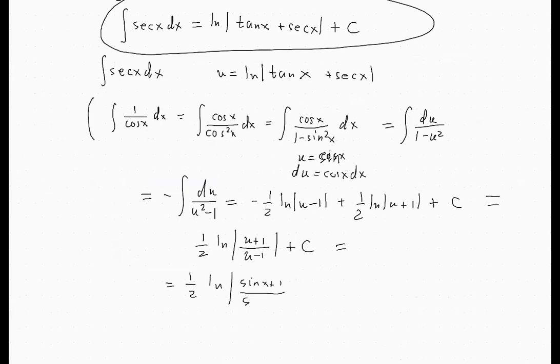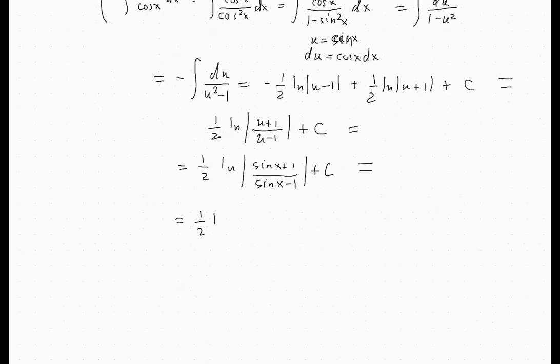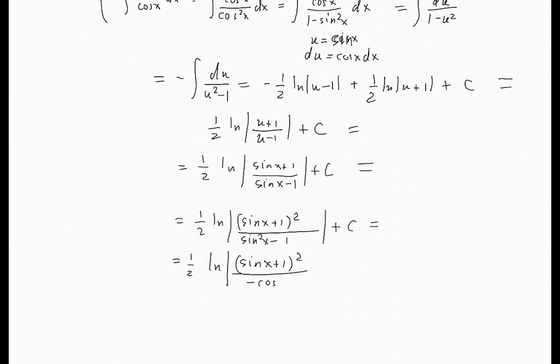And this will be equal to, now you multiply above and below by sine x plus 1. So this is 1/2 ln of sine x plus 1 squared, and on the bottom, you will have sine square of x minus 1. And this is 1/2 ln of sine of x plus 1 all squared, and the bottom is really minus cosine square of x. But you are inside an absolute value, so none of this matters.